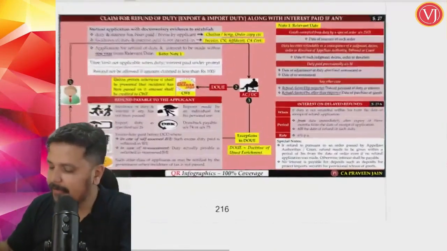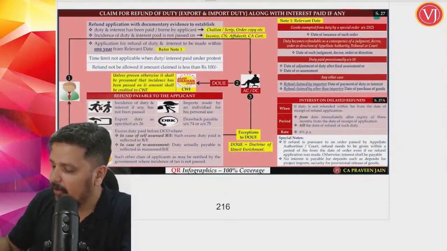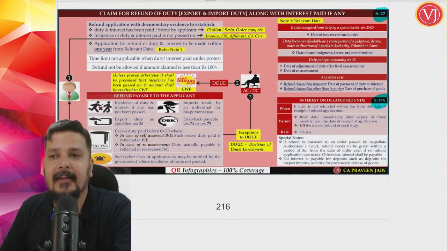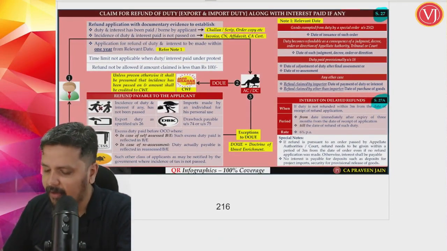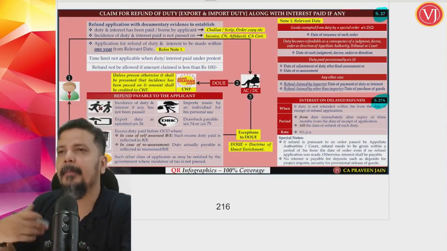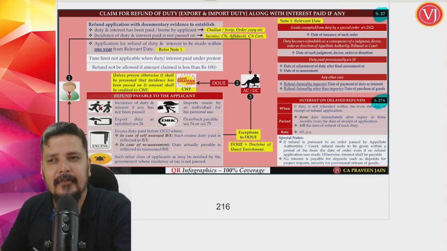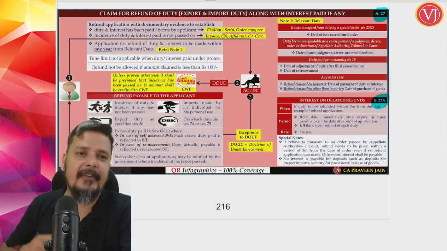Now, the normal refund provision is section 27 and interest on refund is section 27A. This is the normal refund application. Now, what has happened? You have paid excess duty for some reasons. Now, you are making a refund claim.